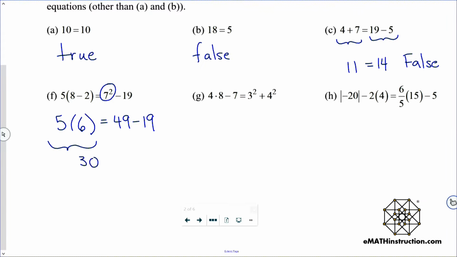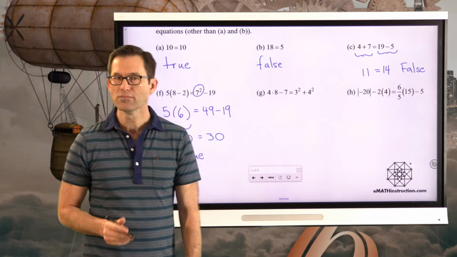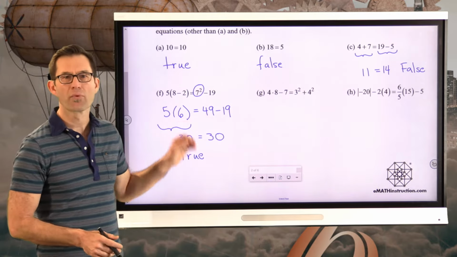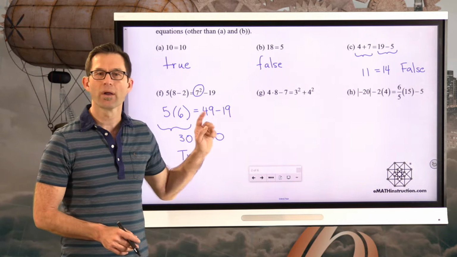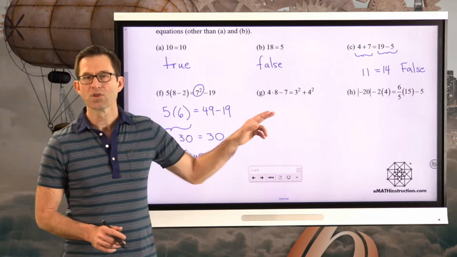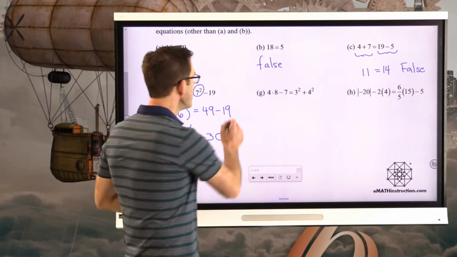Remember, that's what it means for those two numbers to sit by each other, and that's equal to 30. And then I have 49 minus 19, which is also equal to 30. So that is a true equation. All right, so not too bad. Had a little product here and a little squaring and subtracting there. Let's get into one which is kind of similar, letter G.